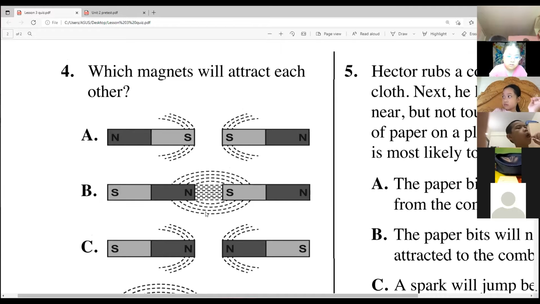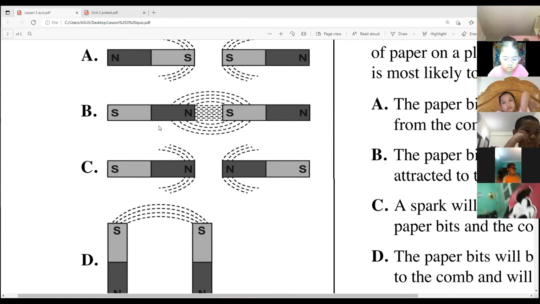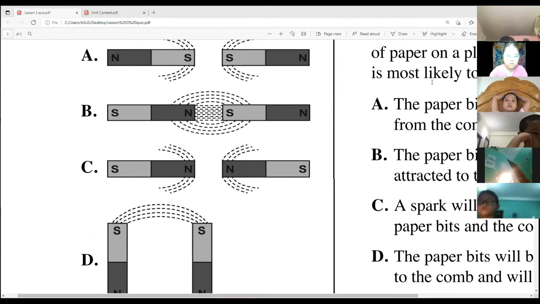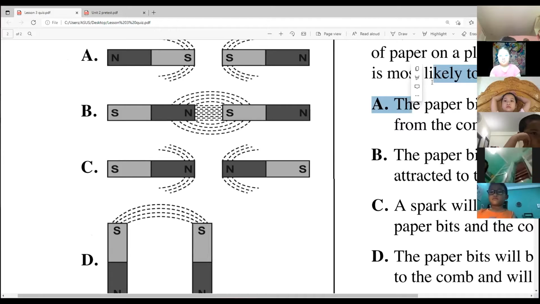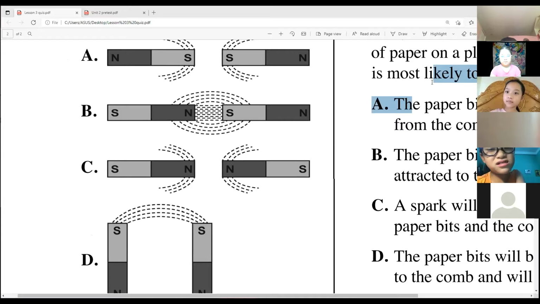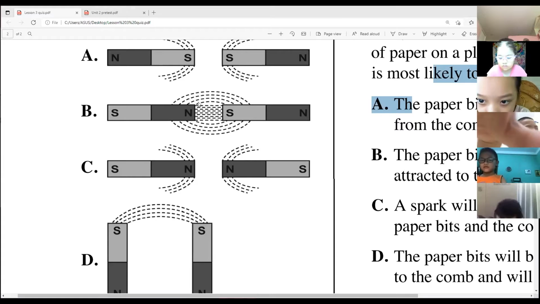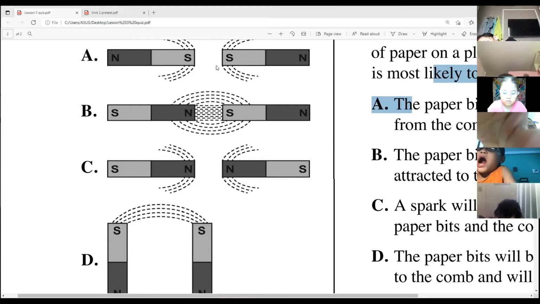Number 4, which magnets will attract? Which ones will attract each other? A, B, C, or D? Let's have Emma. What do you think, Emma? Which ones will attract? B. Why did you choose B, Emma? Because the poles are opposite. Yeah, the poles are opposite, and you can see the magnetic fields. Very good.